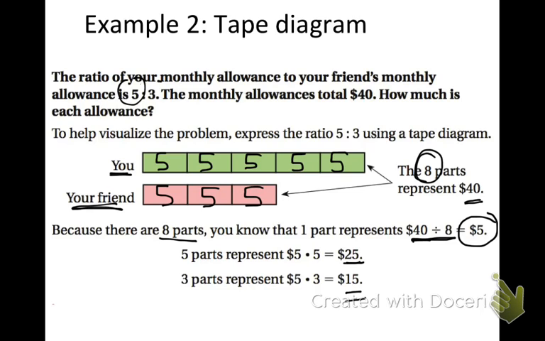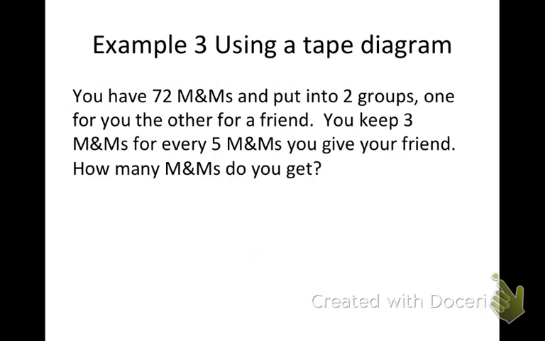I'm going to do another example, so once you're ready to move on, go ahead and move on, and we're going to do one more example. Okay, so this one you're going to follow along as I go. You're going to write down example 3 using a tape diagram. Again, you're writing this down in your notes, so you can abbreviate this. You don't need to copy it word for word.